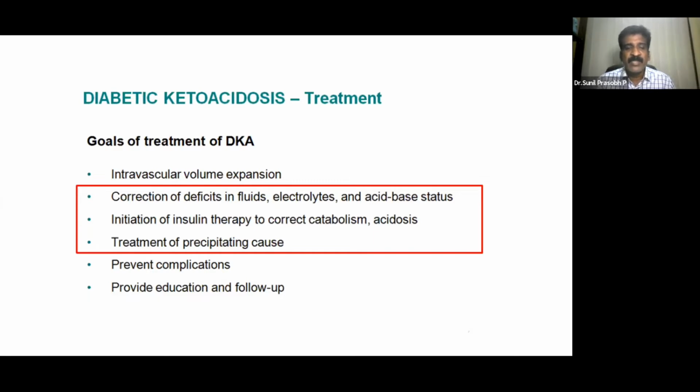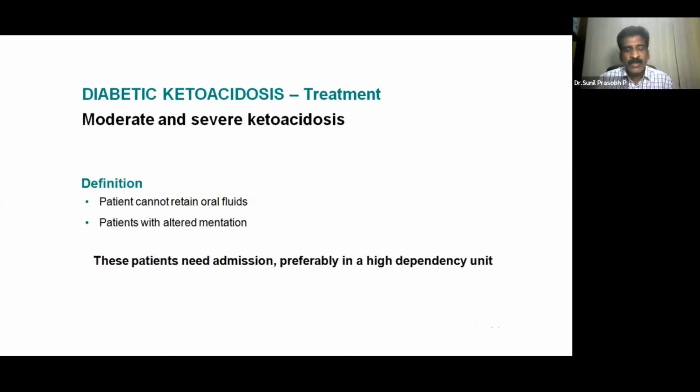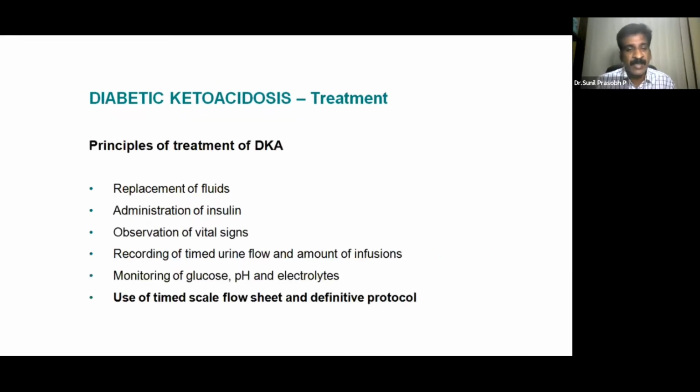We should give insulin, and also we should address the precipitating cause. Now, as I have already told you, the moderate and severe ketoacidosis do need attention. They need to be admitted to the ICU and taken care of well, because many of these patients cannot retain or take oral fluids. Patients will be in altered mentation, so preferably they need to be admitted to a high dependency unit ICU.